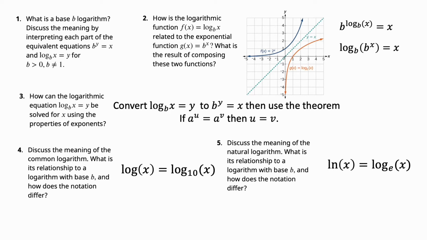That's a common log. Now, also, number 5: discuss the meaning of the natural logarithm and what is its relationship with the base b. Well, we write ln of x for natural log, and it's understood that that means log base e. And e is the number 2.718281828459045, and it goes on forever.